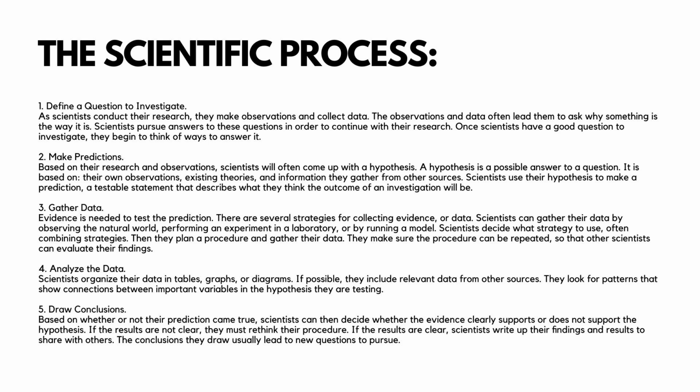Gather data. Evidence is needed to test the prediction. There are several strategies for collecting evidence, or data. Scientists can gather their data by observing the natural world, performing an experiment in a laboratory, or by running a model. Scientists decide what strategy to use, often combining strategies. Then they plan a procedure and gather their data. They make sure the procedure can be repeated, so that other scientists can evaluate their findings.